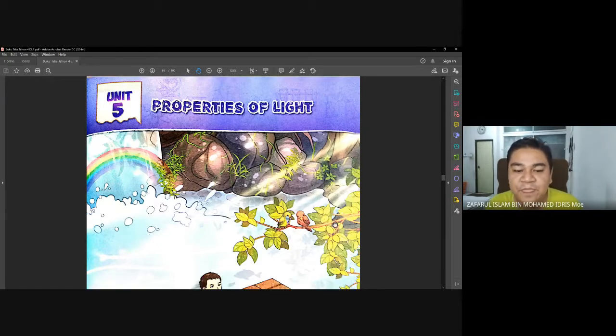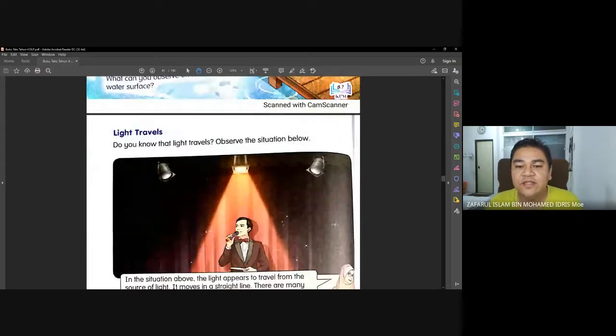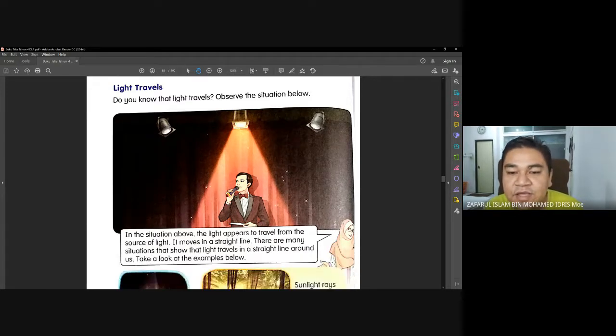So as you know, cahaya adalah salah satu one of the source of energy. Okay, light is the source of energy. Cahaya adalah sumber tenaga. So the first property of light is light travels. Okay, so on page 88, there is a picture there.